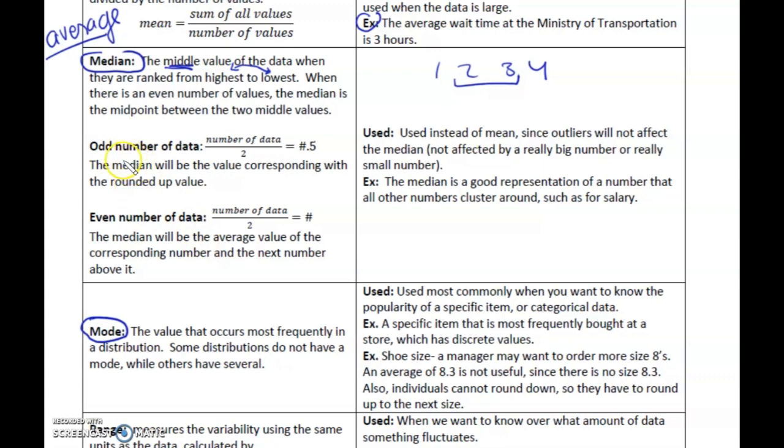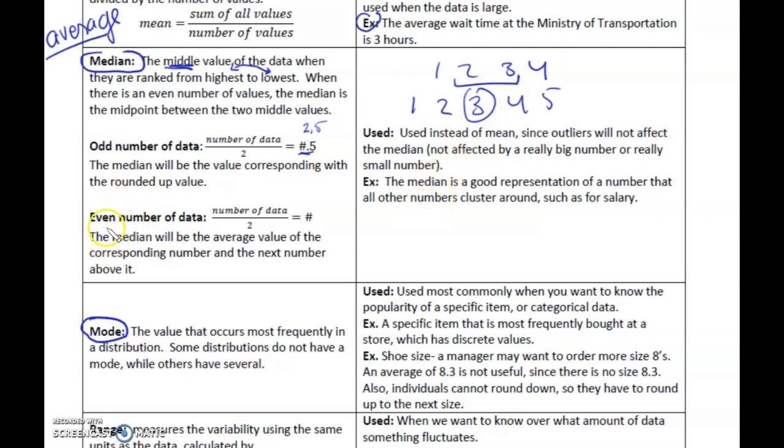Okay, so I put in equations for us. If it's an odd number of data, I'll do this one as an example, 1, 2, 3, 4, 5. Say there's 5 data points. We take the number of data, so there's 5 data here, and we divide it by 2. What we're going to get is some number with 0.5. So 5 divided by 2, we get 2.5. What we want to do with this 2.5 is round up to 3. Then the third value is going to be our median.